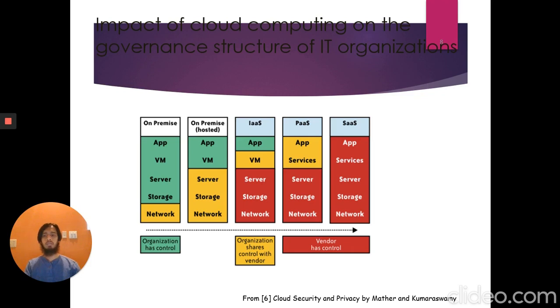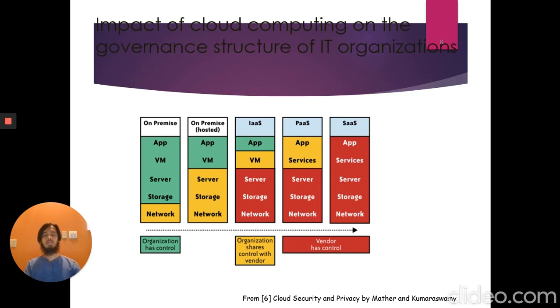So on the premise, we will have the application, the virtual machine, the server, the storage, and the network. And what we as a provider are hosting is the application and VMware. The server, storage, and network will be on the other side. So infrastructure as a service: in this, the application will be on the other side and the VMware will be on the other side. On the same side, we will have server, storage, and the network.